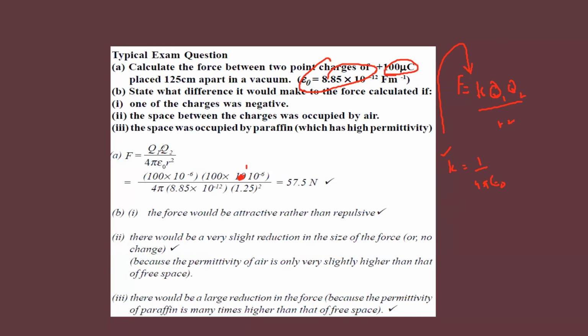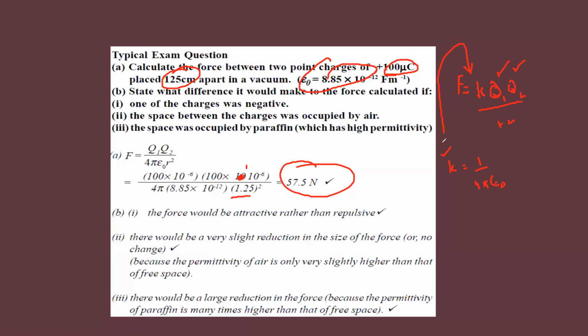The formula is F = K Q1 Q2 over R squared. You can first find the value of K, then Q1 is 100 microcoulomb, Q2 is also 100 microcoulomb, and R is the distance. The SI unit of distance is meter, so you have to convert this into meter. That's why it is written 1.25. When you substitute all the values, you get the final answer as 57.5 Newton.